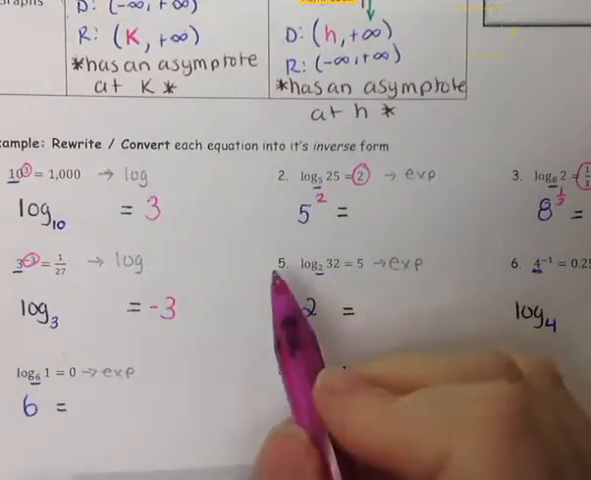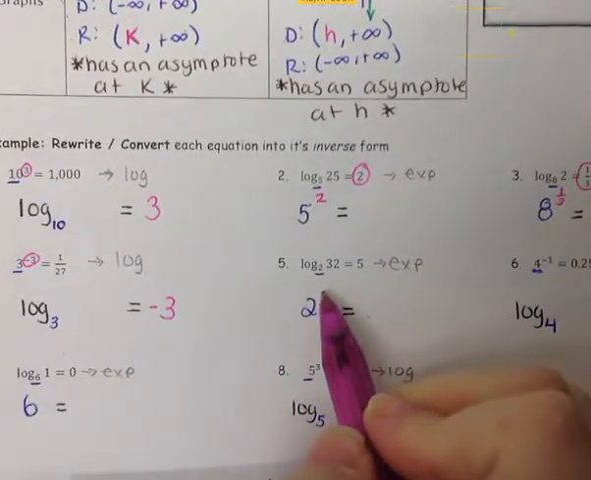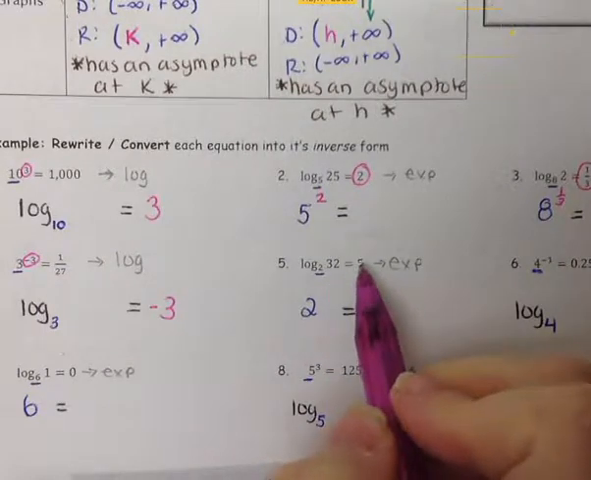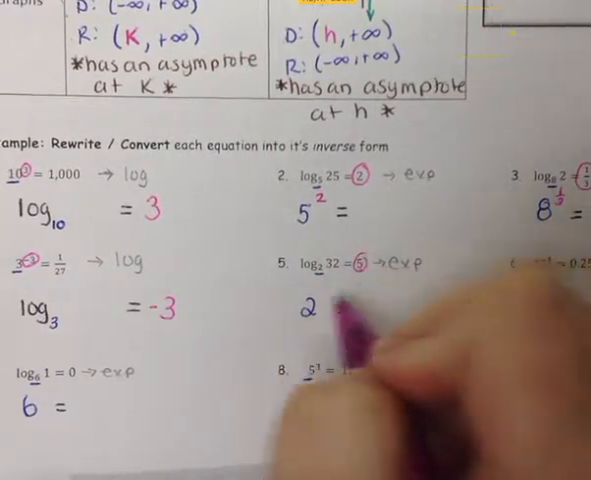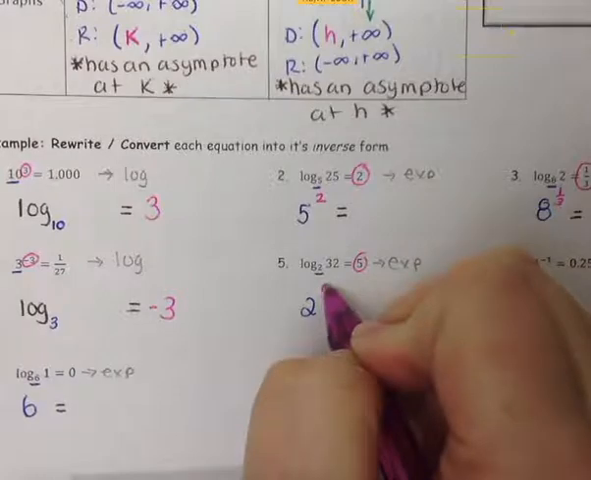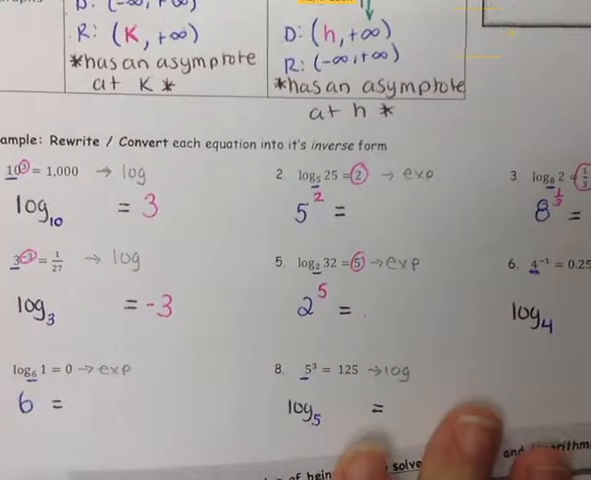On number 5, we need the exponent. So the part not touching the log is 5. So our 5 is going to turn into our exponent. So 2 to the 5th.